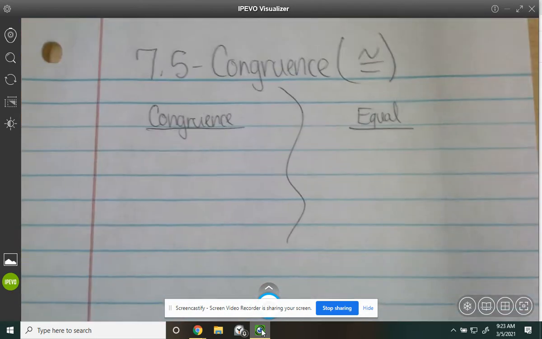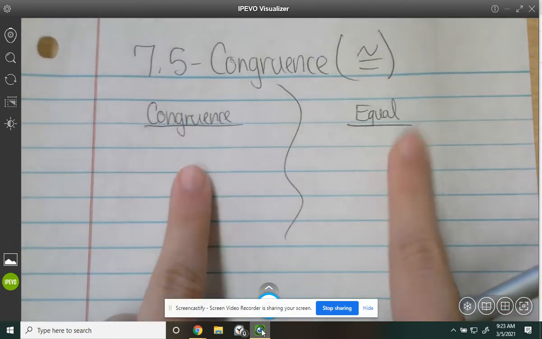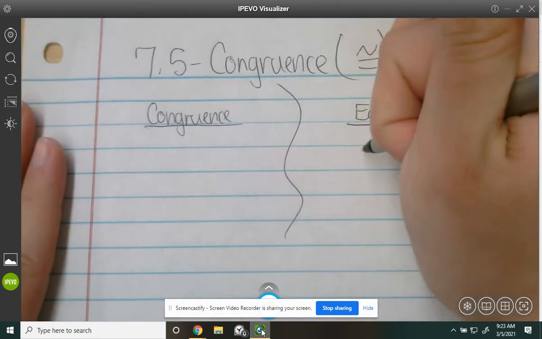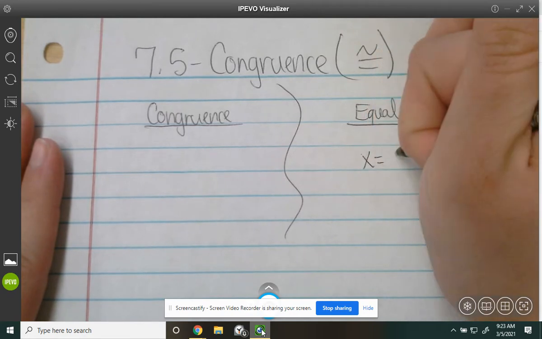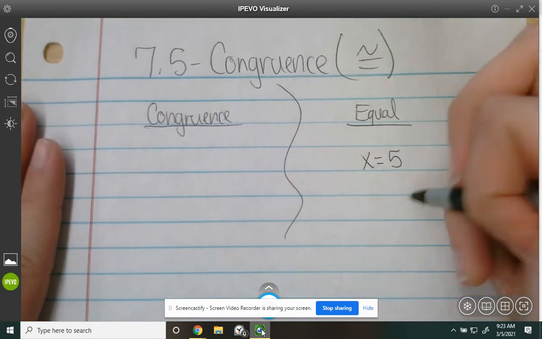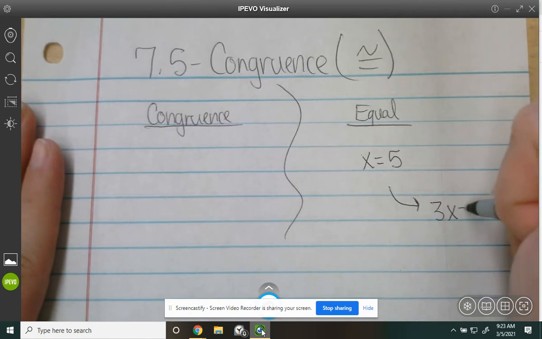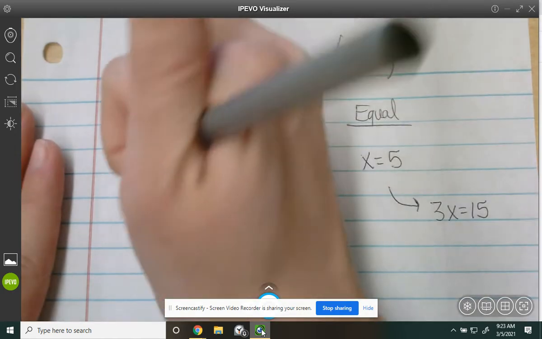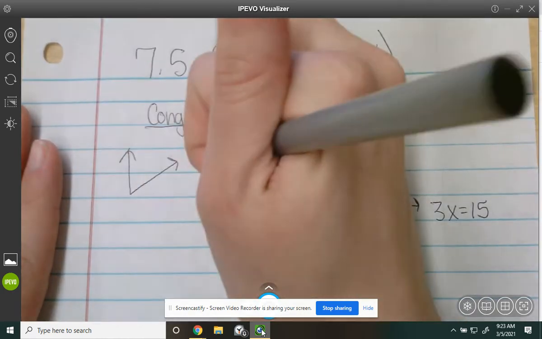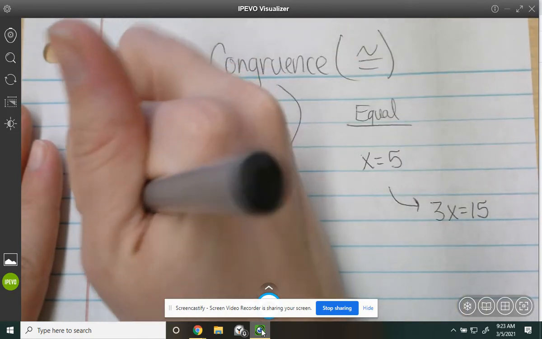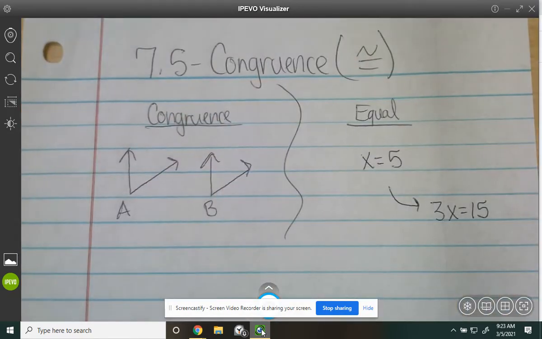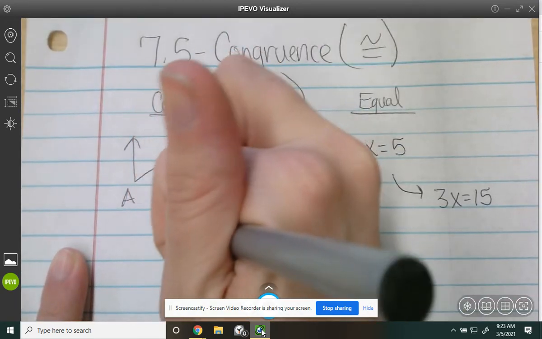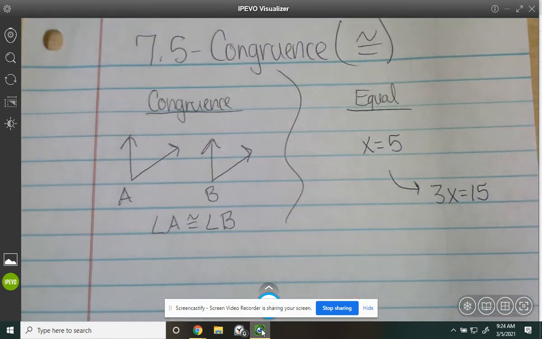I'm going to try to show you the difference between congruence and equal, even though they look and sound like the same thing. So for equal, we're so used to seeing x equals 5. So let's say that would be the answer to an equation, right? We know we divide by 3 and we get x equals 5. With congruence, try to draw two angles that are the same. Label them A and B. This one, we would say angle A is congruent to angle B.